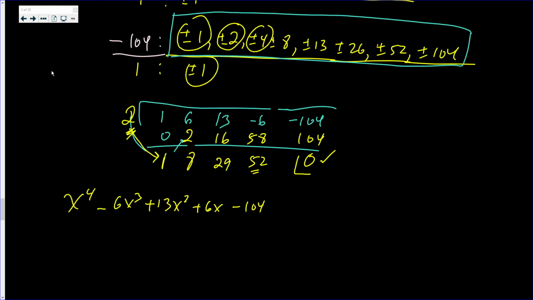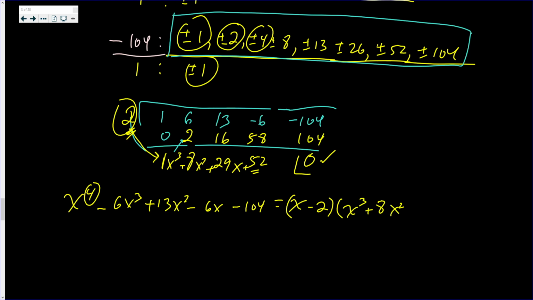I have minus 6x. Okay, minus 6x. We now know that x minus this number is a factor. And the other factor will be, since it was x to the 4th, we go down 1 to x cubed plus x squared plus x plus the constant. The other factor is x cubed plus 8x squared plus 29x plus 52.